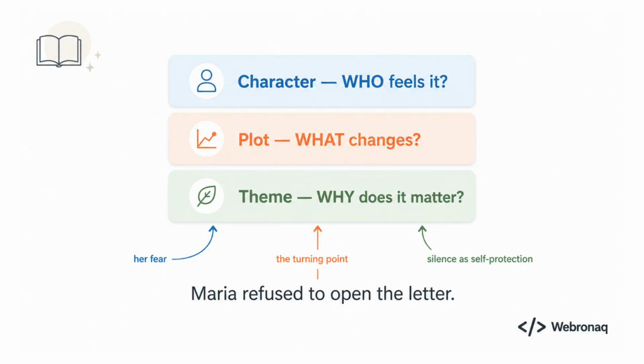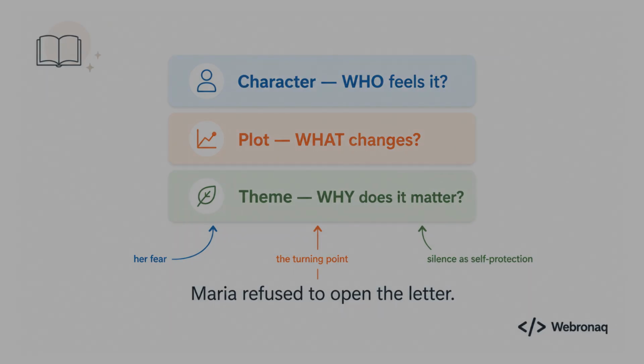Here is a simple sentence. Maria refused to open the letter. Literally, she ignored some mail. But track the character. She is afraid. Track the plot. This is a turning point. Something is being avoided. Track the theme, and you start to see silence, or denial, as a deeper idea. That layered reading is the skill. Ask who, what changes, and why it matters. Next, we take that same thinking into poetry, where every single word carries even more weight.